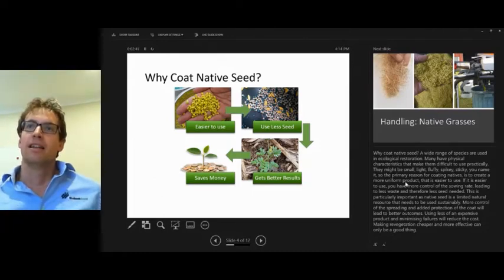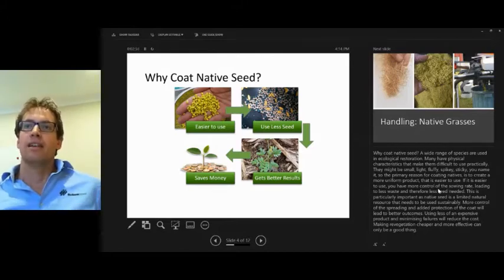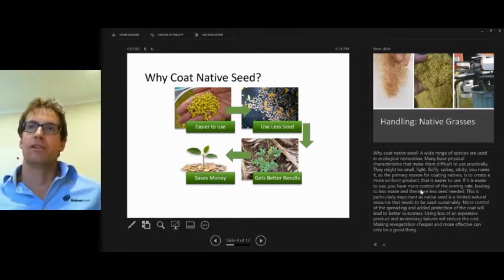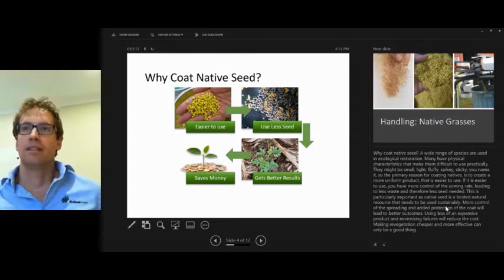So the main reason for coating natives is to create a more uniform product that we can spread with conventional machines. So if it's easier to use, you've got more control over the sowing rate, leading to less waste and therefore less seed needed, which is particularly important as native seed is a limited natural resource that needs to be used sustainably.